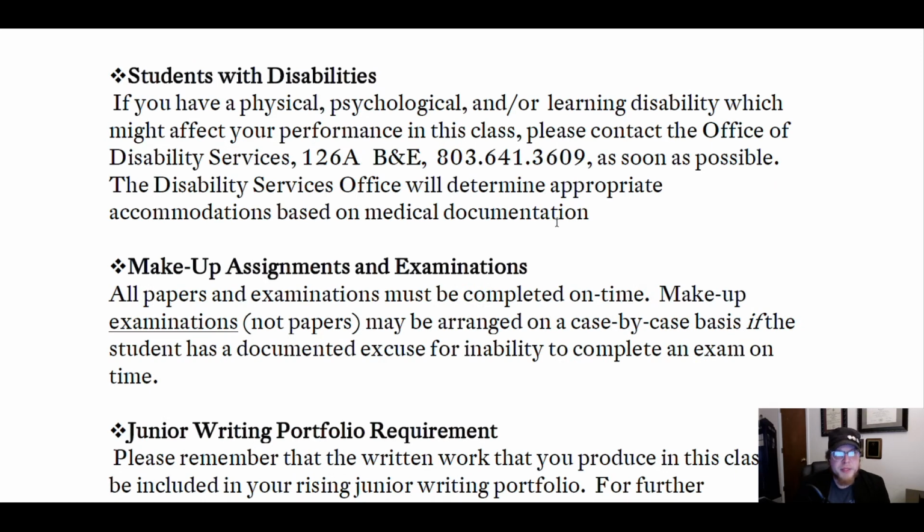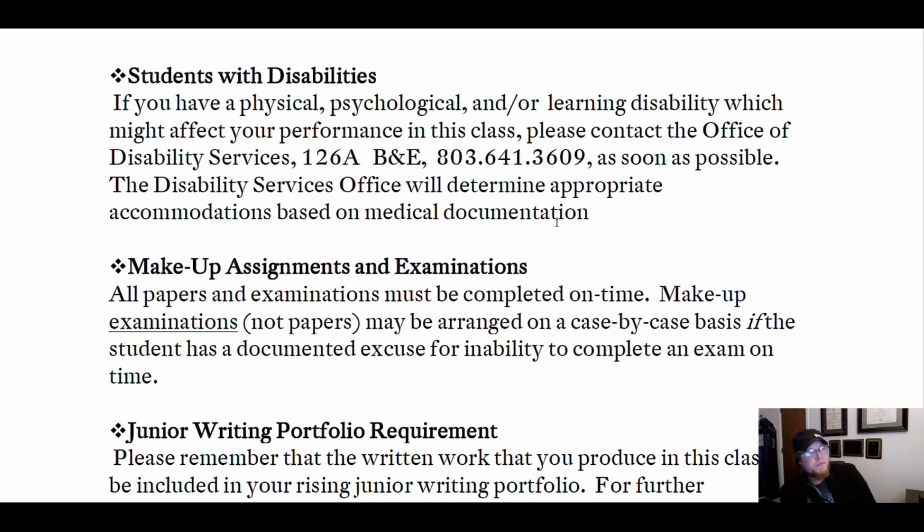So students with disabilities, if you have a physical, psychological, or learning disability which might affect your performance in this class, please contact the Office of Disability Services as soon as possible. And if you do have some disability for which you need to communicate that to me, please do so with the appropriate documentation, and we'll determine the appropriate accommodations for this hybrid version of the class, where most of the assignments are online. But if there are accommodations that need to be made, I will make them.